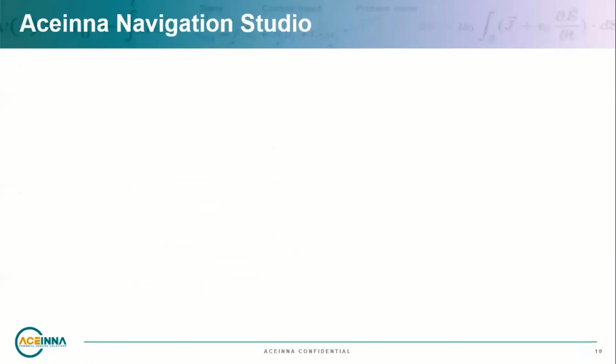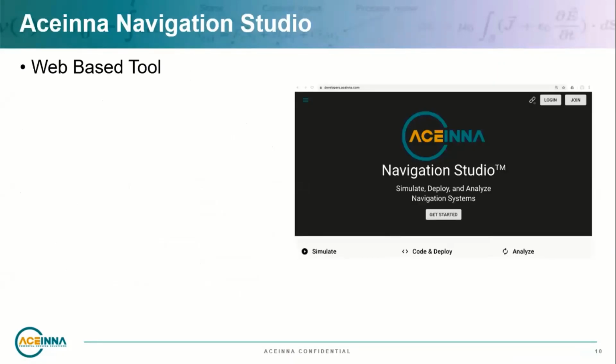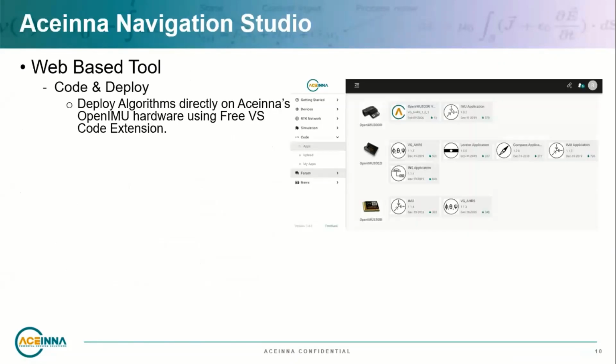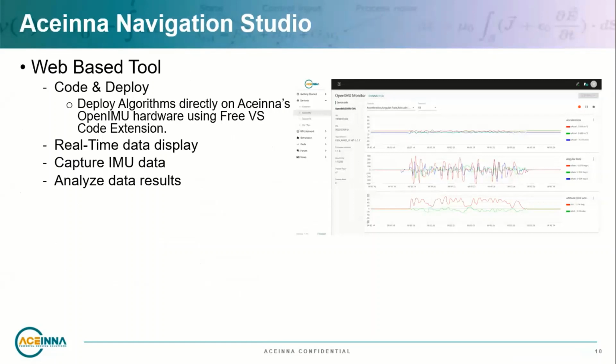So ACEINNA Navigation Studio is a web-based tool which is used to program and deploy the firmware or the binary file directly onto your OpenIMU hardware unit. And this web-based tool is also useful for looking at the data in real time from the sensor. If you want to capture or record the data, you can do it, as well as analyze the data results. We show all the results in terms of graphs and other information.